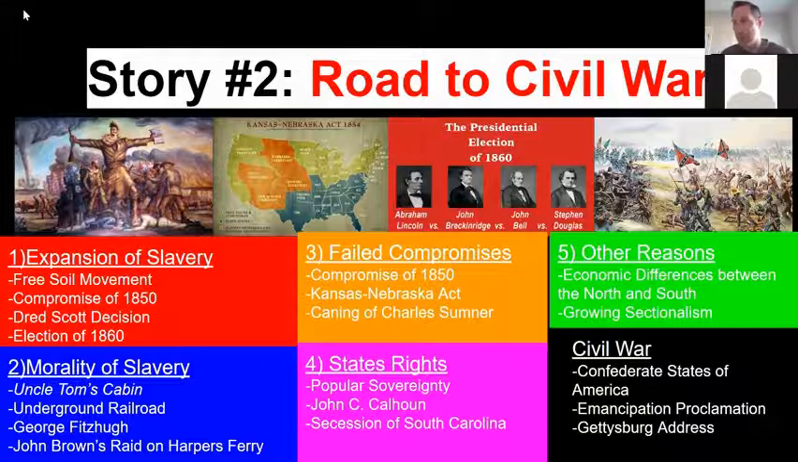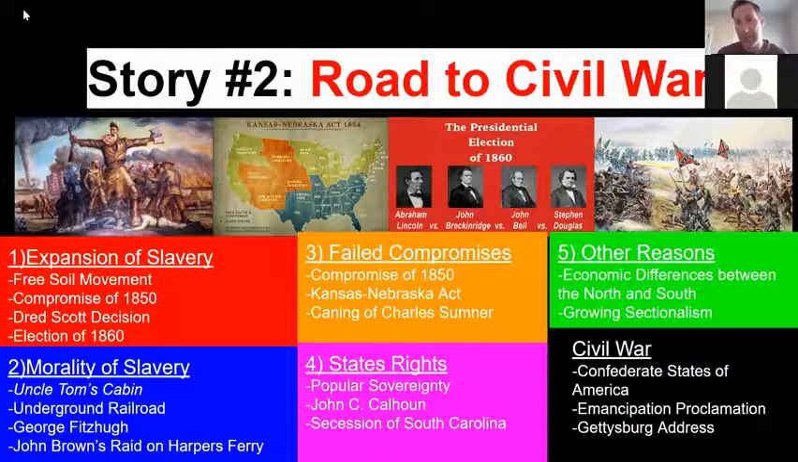Economic differences between the North and South play an important role, and that goes all the way back to the Market Revolution, with the South being a primarily agricultural economy based on cotton with slavery, and the North becoming more industrialized. There's also growing sectionalism, just concerns about the benefits of your region over the benefits of the country as a whole.